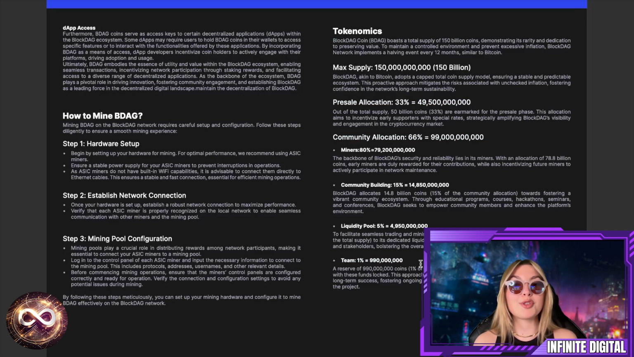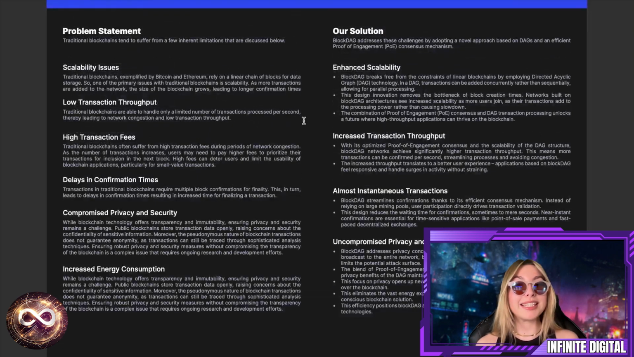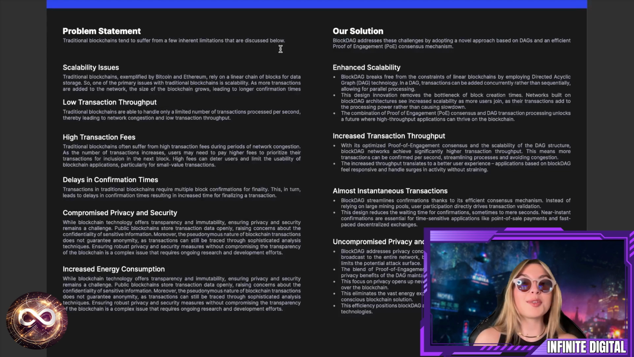It's a great redistribution. Down below, when we're done with that, we can check out the problem statement and their solution to the previous statement. So you got scalability issues, low transaction throughput, high transaction fees, delays in confirmation times, compromised privacy and security, as well as increased energy consumption, all of which are real problems. And luckily, we've got some solutions on our hands as well.